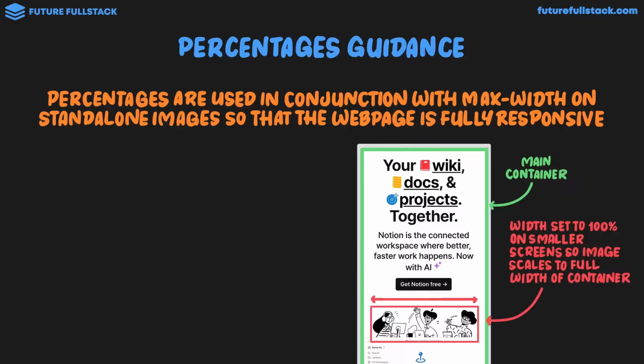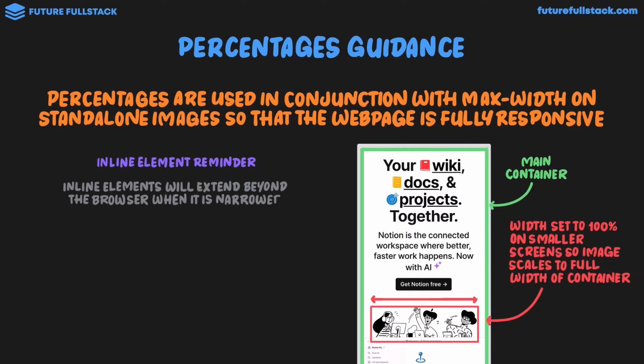So on this image, we'd have both the max width property, which is there to prevent the image stretching too wide on larger screens, and we would also apply width as 100%. And this ensures the image reduces in size as the width of the browser reduces. Now, just a quick reminder about why we need to do this. It's because an image is an inline element. So we're going to be looking at an inline element reminder. Inline elements will extend beyond the browser when it is narrower. So let's say, for example, we have our image with a max width of 1200 pixels.